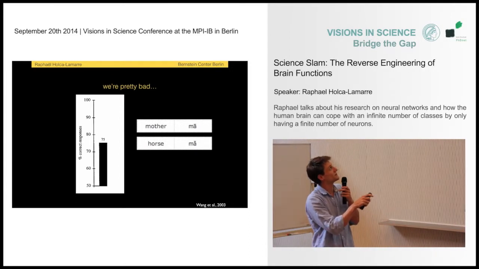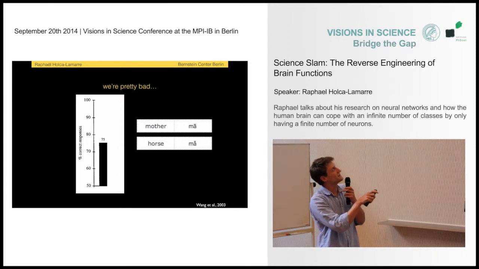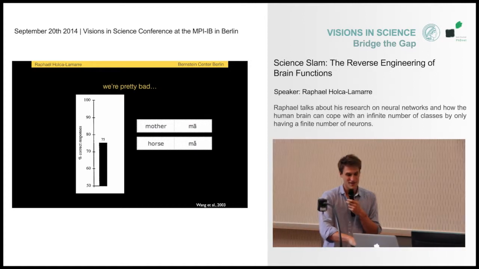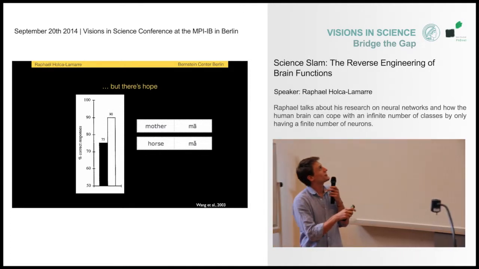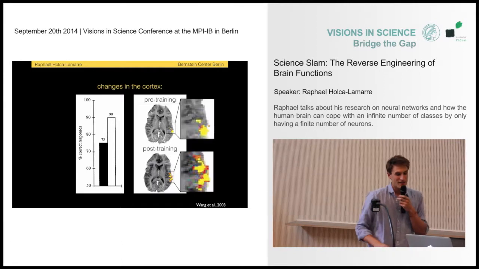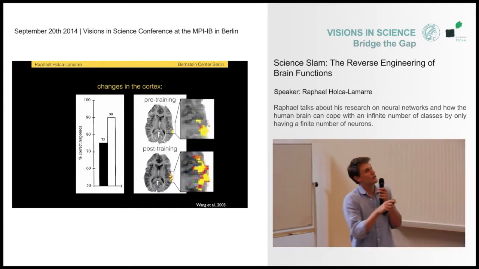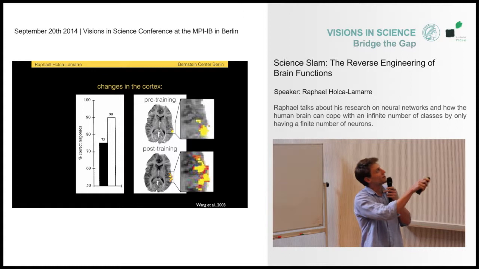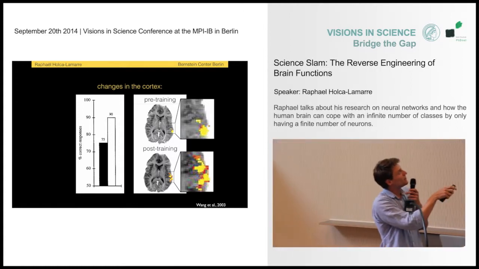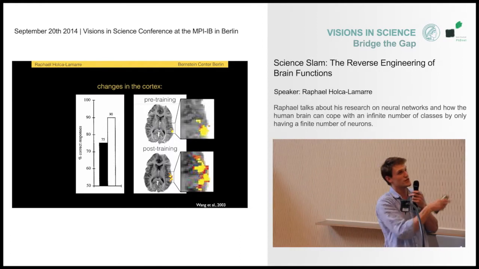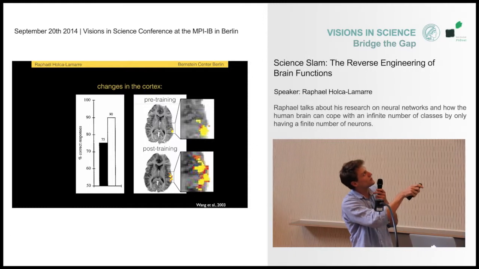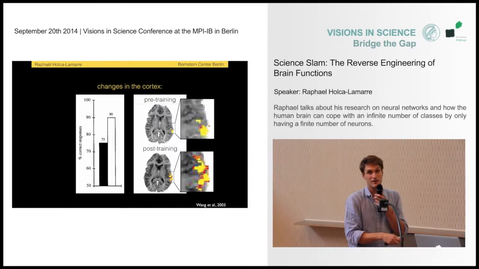So with 75% accuracy, this leaves us about 25% chances of mistaking our mother for a horse. But there's hope because we can improve on this task and reach around 90% correct accuracy. And now what's interesting is to look at what goes on in the cortex as we learn. So what you're looking at here is a horizontal cross-section through the brain. And in yellow are neurons that are activated when the subject hears tones. And what you should notice is that before training, there are fewer neurons that are activated as after training.